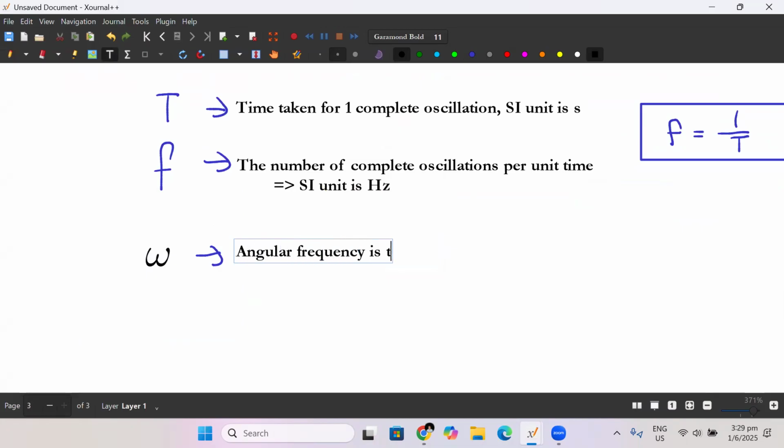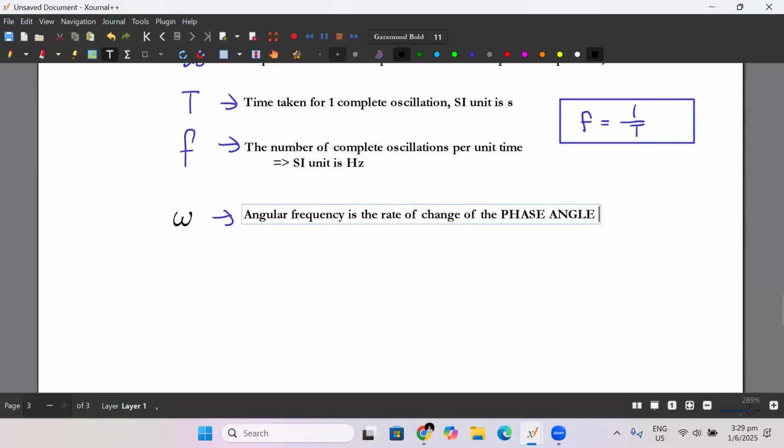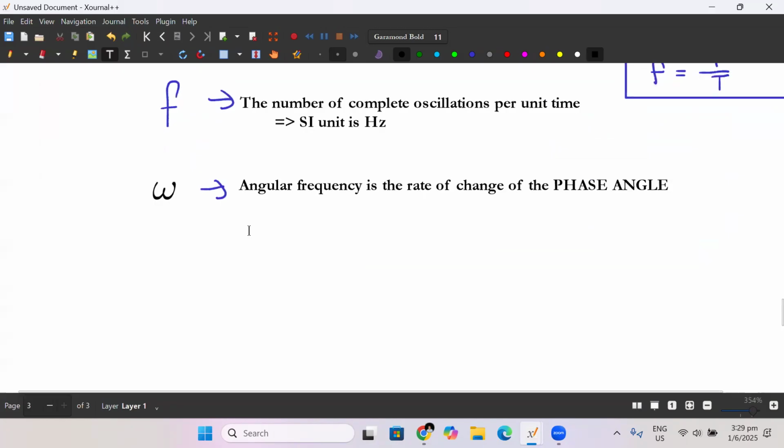Angular frequency is the rate of change of the phase angle. Now remember, it is not the rate of change of angular displacement. That one was the circular motion version. This one here is the oscillation version. Angular frequency is for oscillation. Angular velocity is for circular motion. They're not the same thing. You have to remember. A couple of TYS questions actually tried to test this. Later I'll show you the difference between them. The angular frequency is the rate of change of the phase angle.